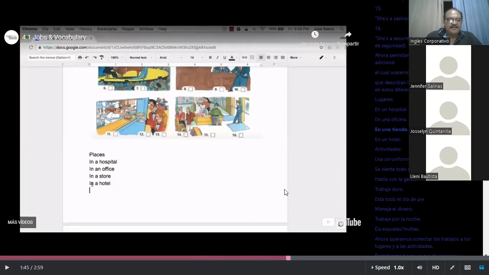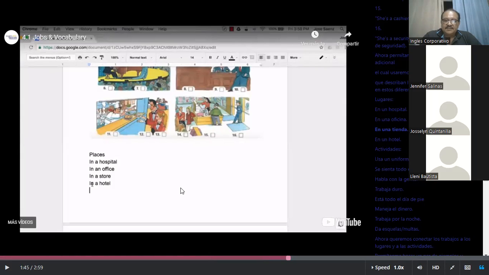Okay, and then we have the places. For example, hospital, office, a store, and hotel. For example, a cashier. ¿Dónde encontramos una cashier? It can be in a store, supermarket, in a hospital, in a pharmacy or drugstore. What else? In a restaurant, in a fast food restaurant. Okay, todos estos lugares, la cashier es una cajera, pero es cajera diferente al banco.